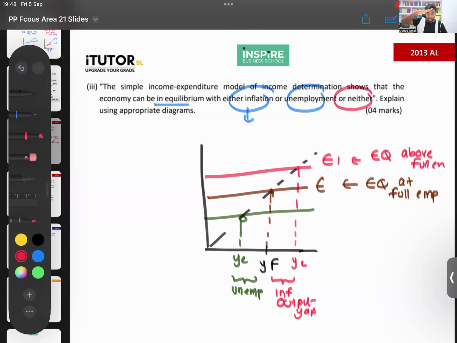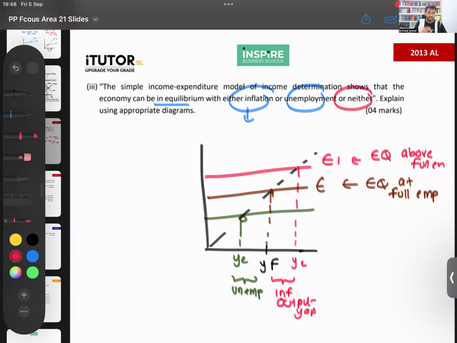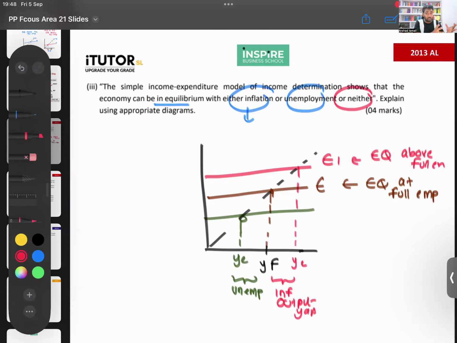So you can be at equilibrium at full employment, above full employment, or even below full employment. If you're above full employment, that's called the inflationary output gap. If you're below full employment, that's called the unemployment output gap. You can show this separately in 3 different graphs if you want, or in one graph. That doesn't matter. So what I would ideally have here is 3 explanations: one on inflationary gap, one on a deflationary or unemployment gap, one on the neither, equilibrium at full employment. So 1 mark, 1 mark, 1 mark, and 1 mark for a diagram.